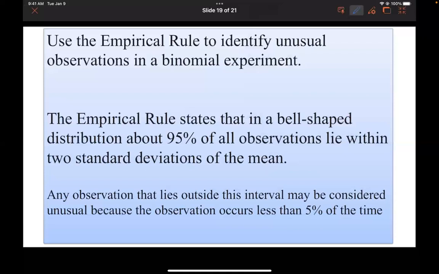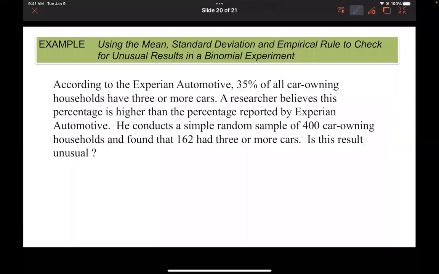They distract me. Okay. So we're going to determine if we have an unusual result here. There are 2 different ways for us to determine this. I'm going to do it both ways, and you can choose what you like. According to Experian Automotive, this is the same thing. We conducted a simple random sample of 400 car owning households. We found that 162 had 3 or more cars. We want to know if this result is unusual.